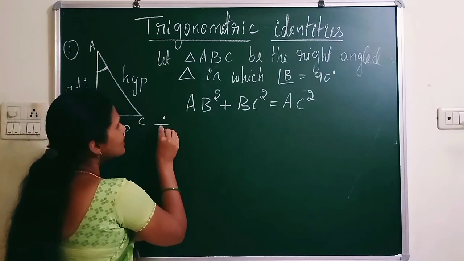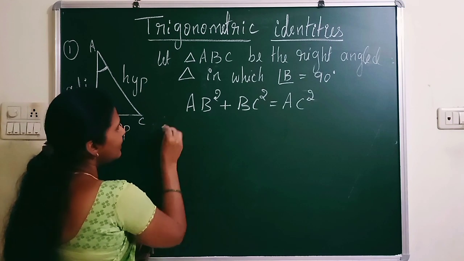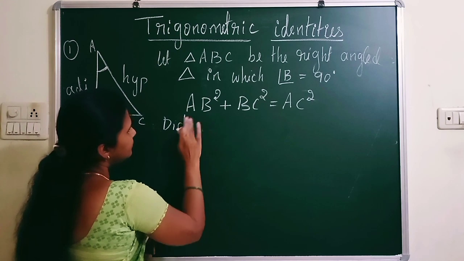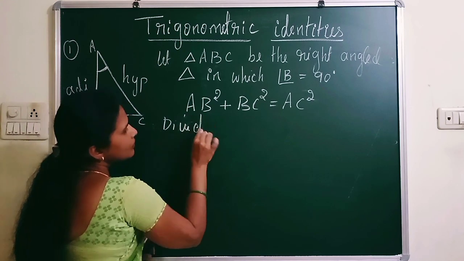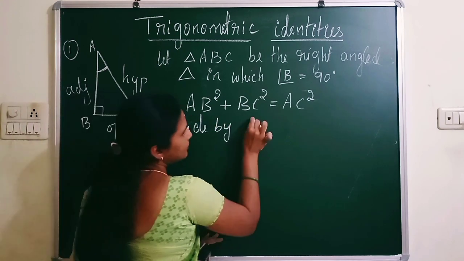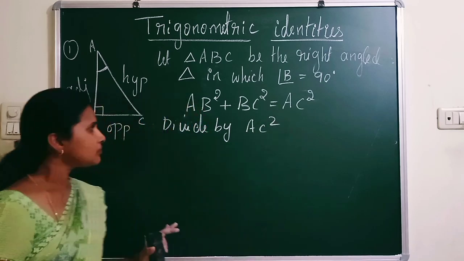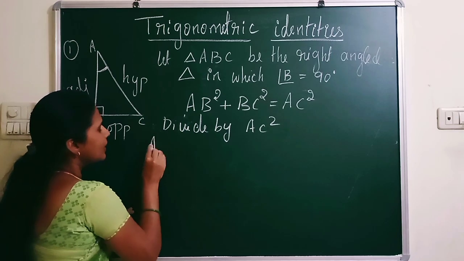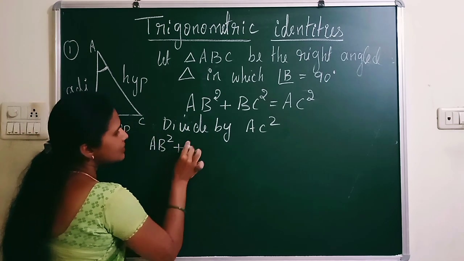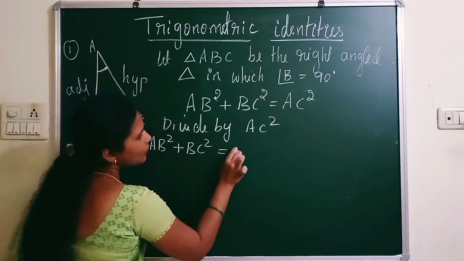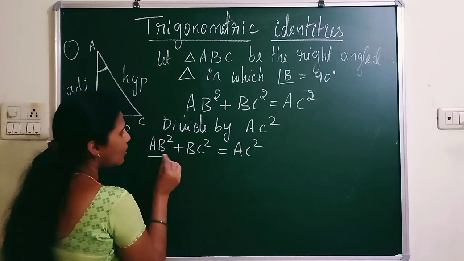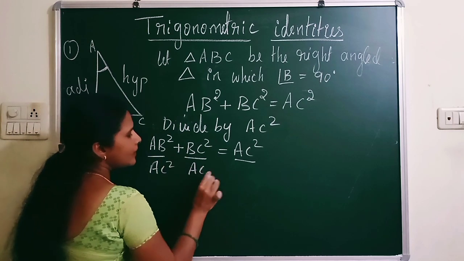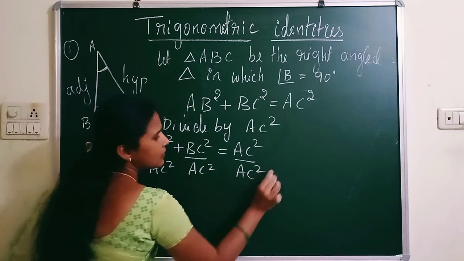Divide this Pythagoras formula by AC square. What happens? Let us check. Divide each term of this by AC square. So AB square plus BC square equals AC square. For all these terms, divide by AC square: AC square, AC square, AC square.